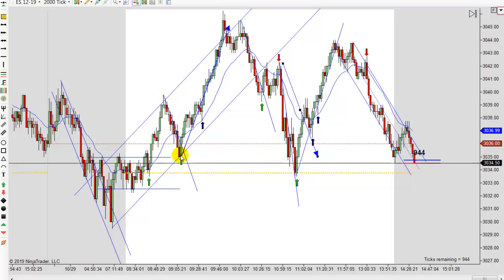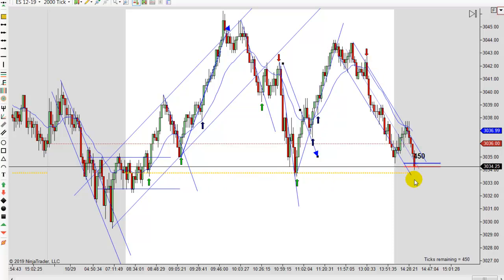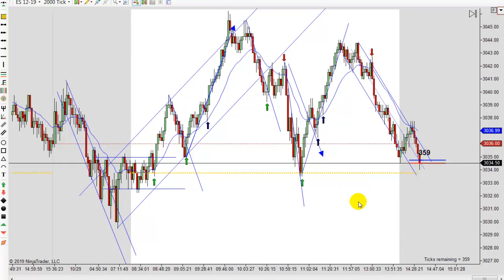We did come back right here and test it, but usually you'll test it again, and we came back here. So you would have assumed that was probably going to be our target, back down here to test that again. We went a little further, and actually went all the way back to the opening price at 8:30. We climbed back up, and now we've come back down testing that again. So it's kind of an odd trading day, really.